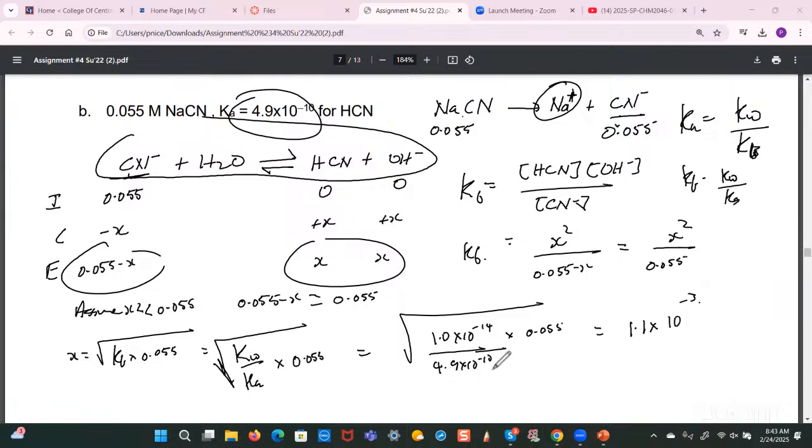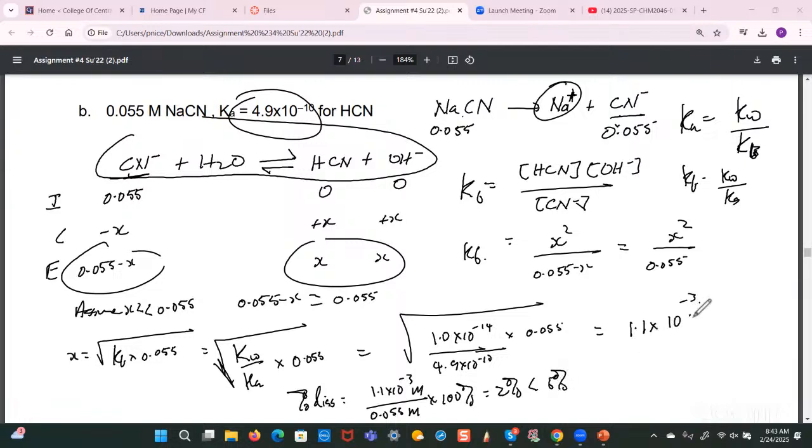So once we get that, then like we did before, we need to find the percent dissociation. Percent dissociation is what? 1.1 times 10 to the minus 3 M divided by the initial concentration, which is 0.055 M, times 100%. So let's see what that gives. 1.1 times 10 to the minus 3 divided by 0.055 times 100. So I got 2%, which is obviously less than 5%, right?